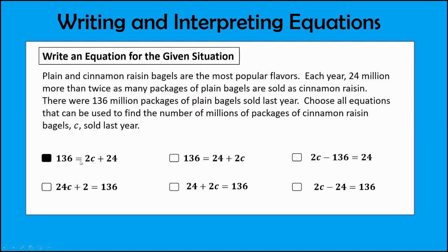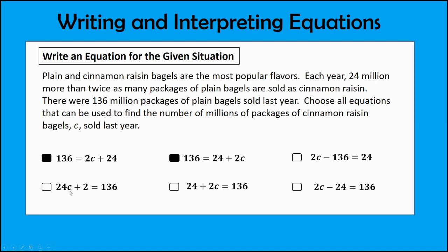What other of these equations would be equal to this same concept? Now you're looking at your properties: the symmetric property, commutative property, associative property. How do they rearrange this? If you look at option 2, the only difference between 1 and 2 is they change the order of 2c plus 24. That's the same thing, the commutative property. Is 2c minus 136 is 24 going to be the same? No, that's not the same equation.